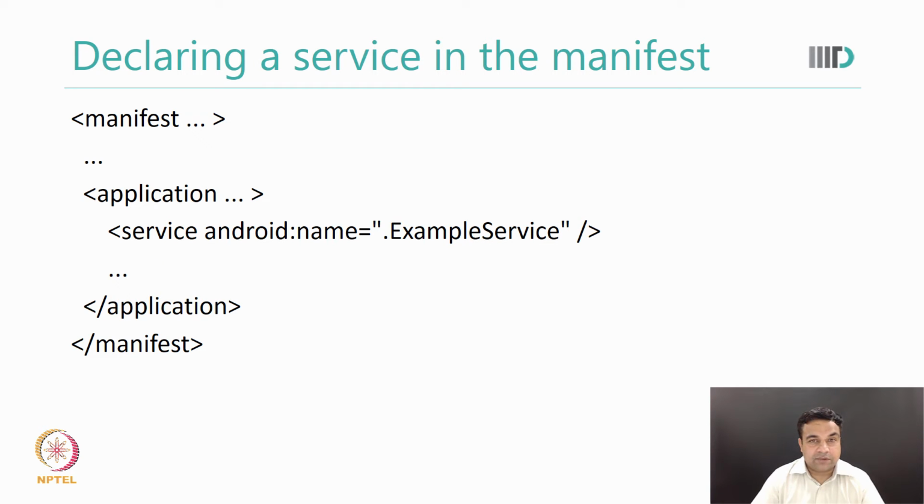So the first step, just like last time for activities, you declare a service in the manifest. Here's an example of a very basic manifest file. There's an application tag, and inside that application tag, I have a service with the name of ExampleService. That's it. My manifest will include, as we know, all the app components. So my manifest will also include the services that my application has.